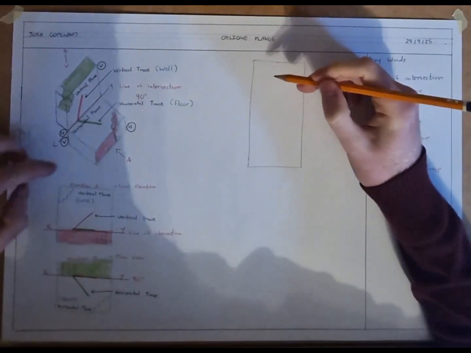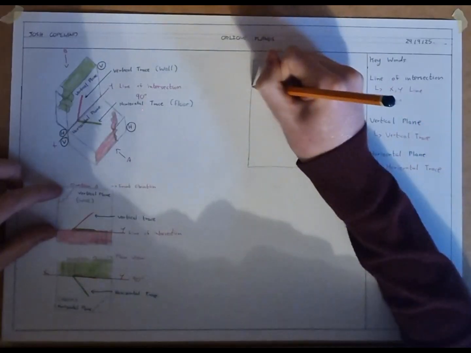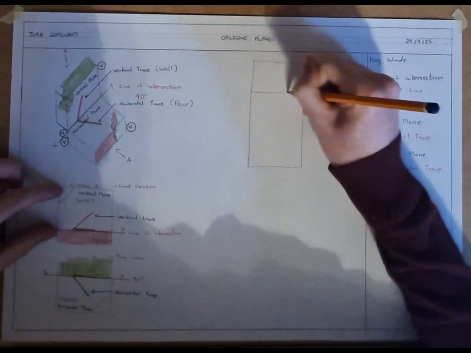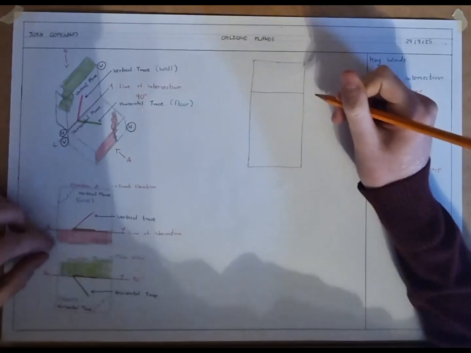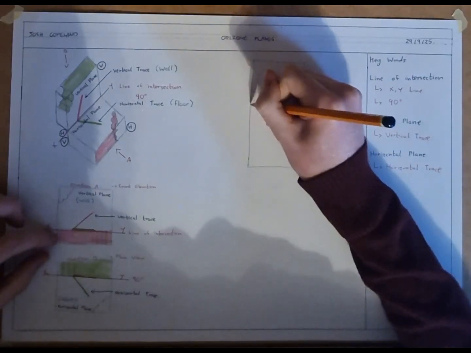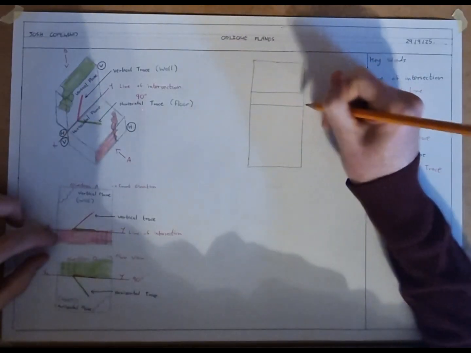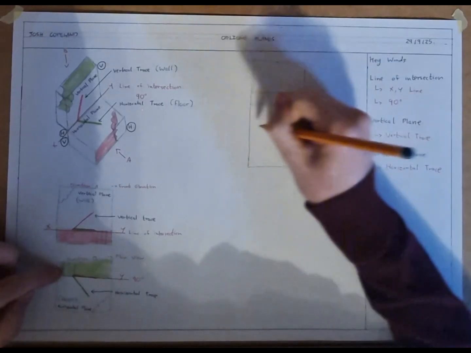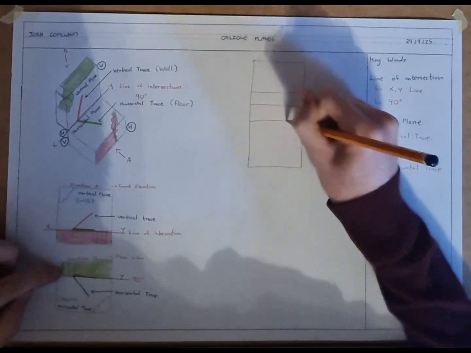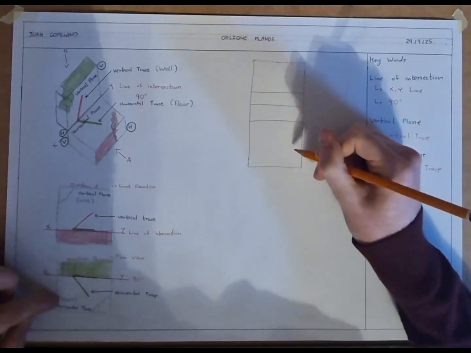So the first thing we know, we're going to draw our vertical plane. We know that that lands right here. Then we've got our horizontal plane. And then we've got our vertical plane. And then we've got our horizontal plane here.